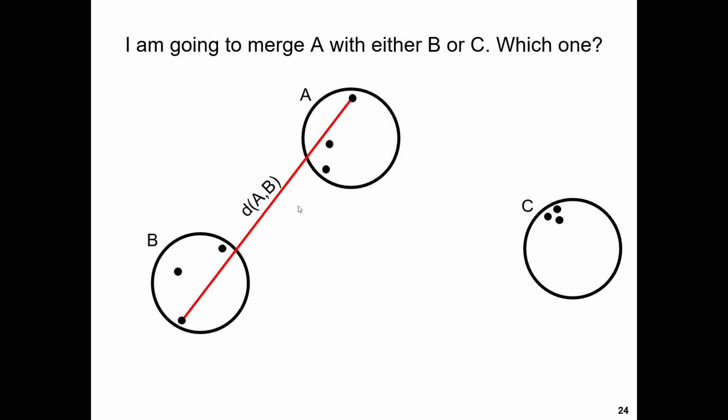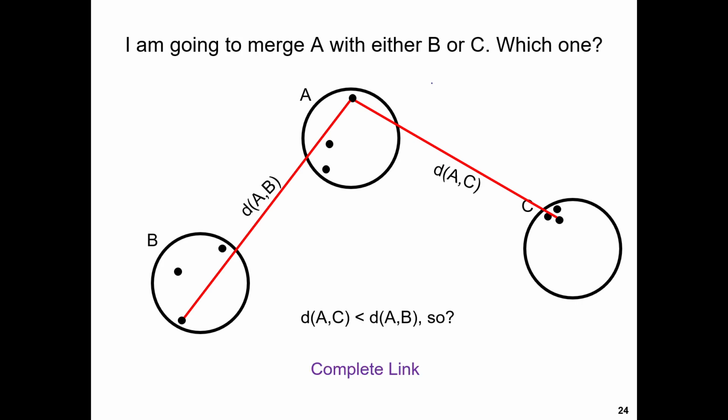How about this one? Which one did I pick? The longest. So if I want to merge A with B or A with C, which one should I go with? A with C. And this one is called the shortest of the longest, and we call it complete link. So again, the worst case scenario.